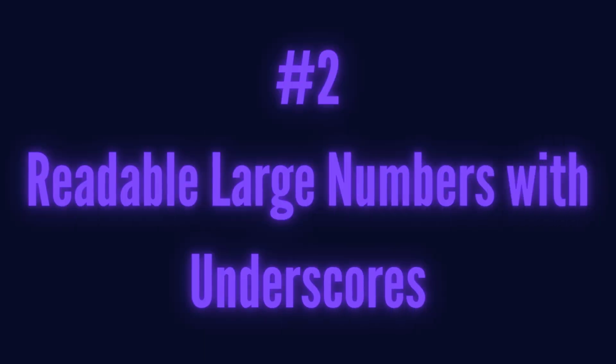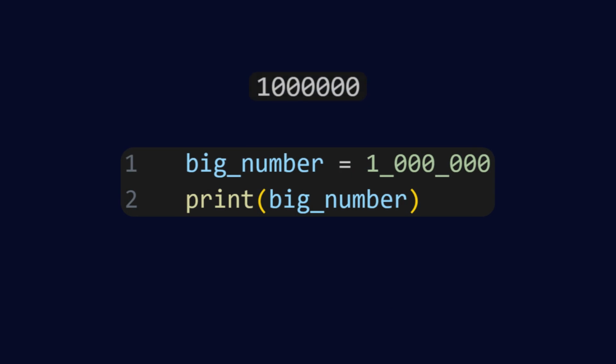Number 2. Readable large numbers with underscores. Make big numbers easier to read by adding underscores. 1_000_000 is the same as 1 million, but looks cleaner.